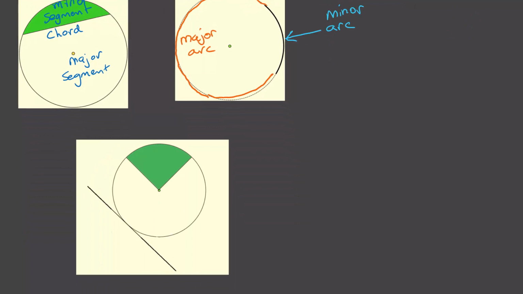When we get a slice of pizza, like the green part of this diagram, that's called a sector. So don't get segment and sector confused. Sector is a slice of pizza. But this bit is also a sector. So the big part is called the major sector, and the small part is called the minor sector.